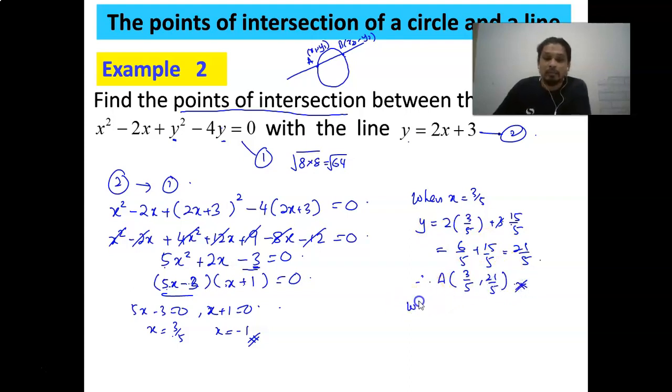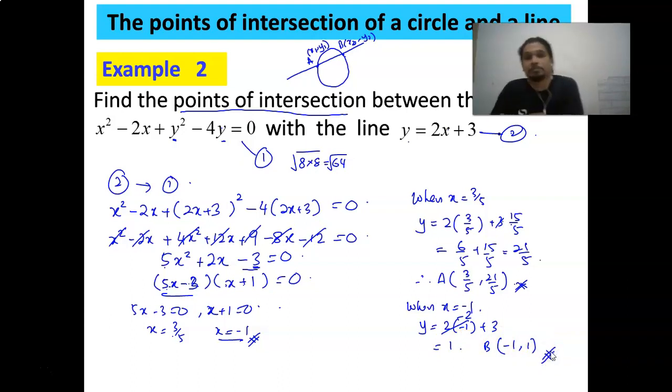And then when x equal to -1, substitute here, then y equal to 2 times -1 plus 3. So -2 plus 3 equal to 1. So then B, the next coordinate, is -1 and 1. There you go. Okay, next.